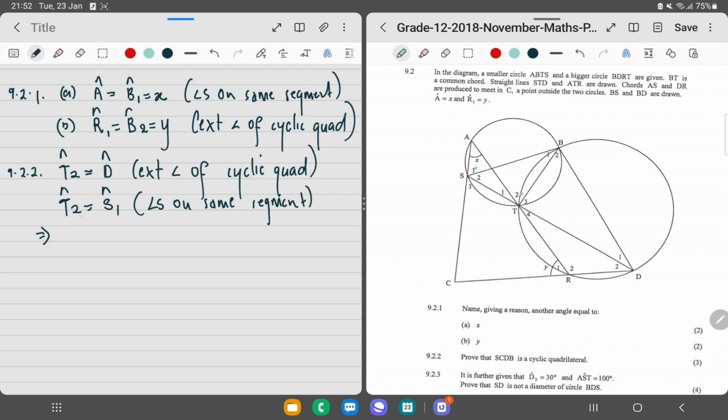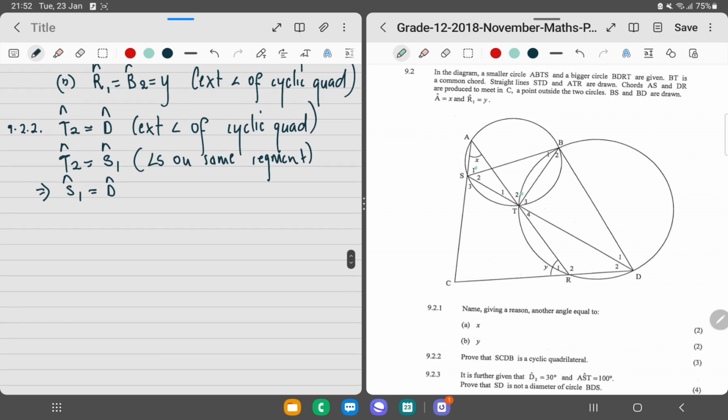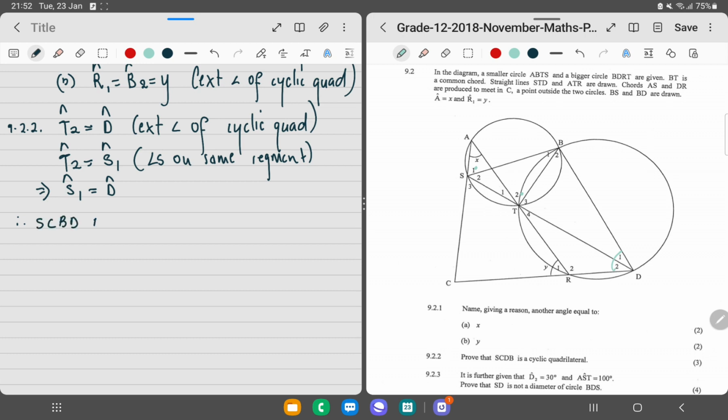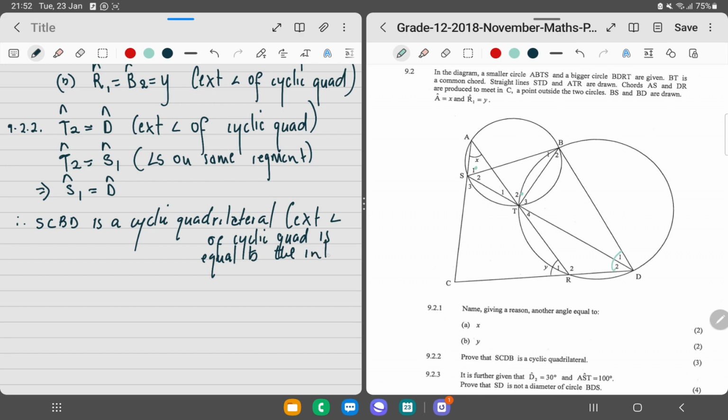So this means that S1 is equal to the whole of D. So I have proven. Therefore, SCBD is a cyclic quad, and then the reason is the exterior angle of a cyclic quad is equal to the interior opposite angle.